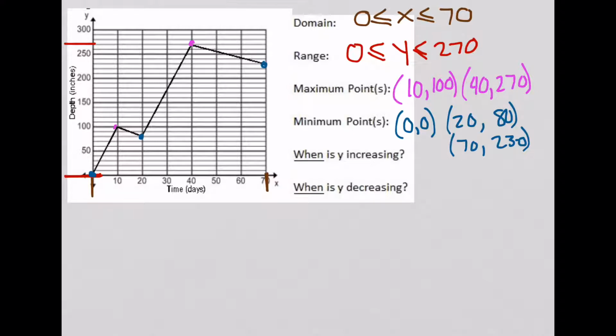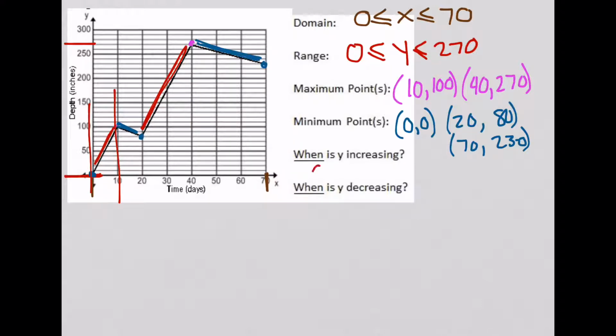Okay, when is y increasing? When is my roller coaster going up the hill? Well, we could color this and say it's increasing. It's going up here and here. Those are the places where my function is going up. We could also color where it's going down from left to right. So the blue sections are where it's going down, and the red sections are where it's going up. So when is y increasing? In other words, describe to me the intervals of those red sections.